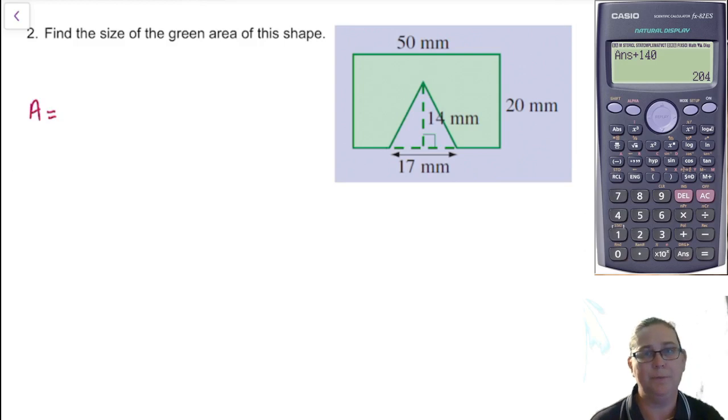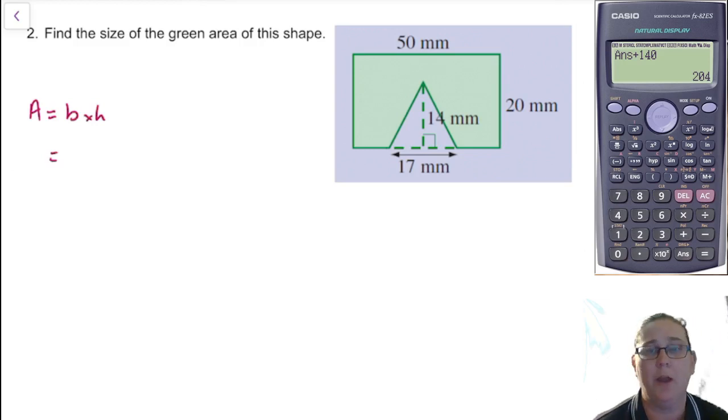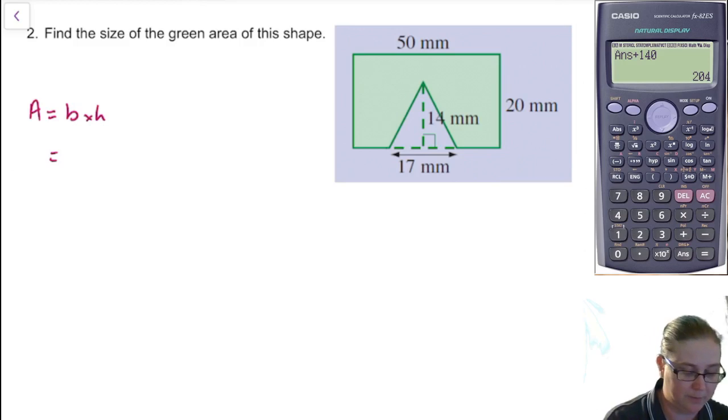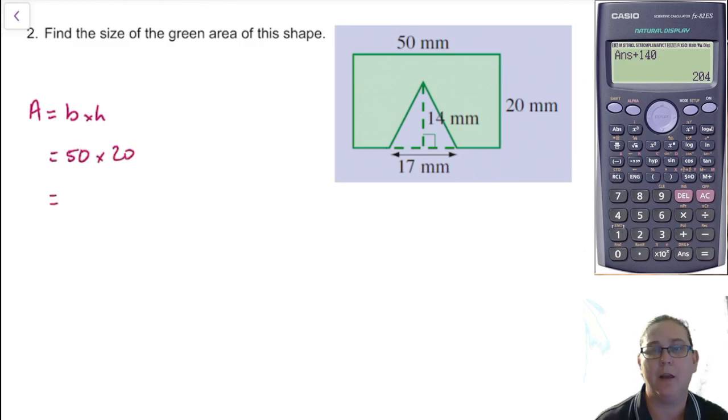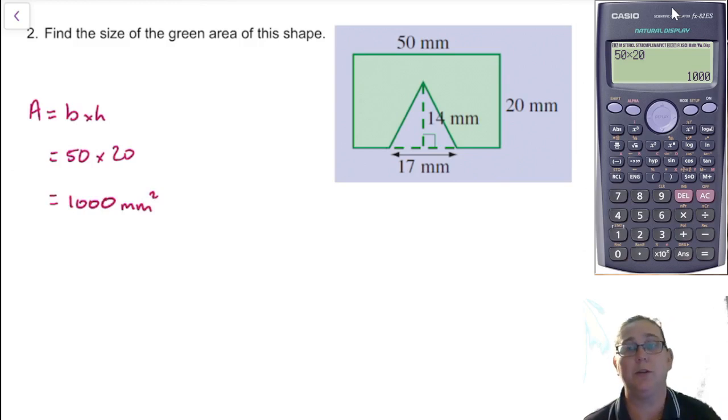Area of our rectangle, and that's going to be BH again. So B times H, or BH. So now we're going to have that 50 millimeters times that 20 millimeters. Right, and we're going to add all that up. So again, 50 times 20. That's going to give us 1,000. And that's going to be millimeters squared this time, because our unit of measurement is millimeters.